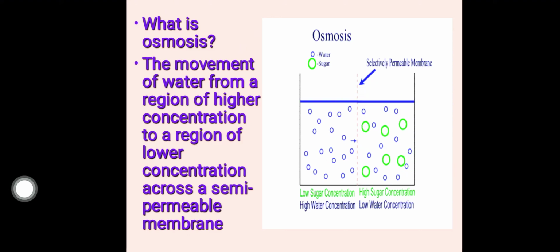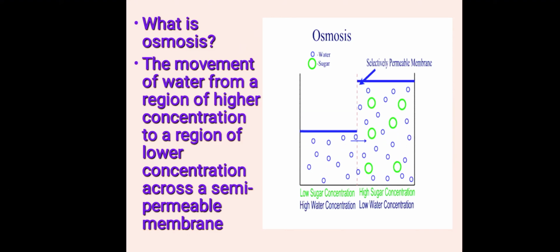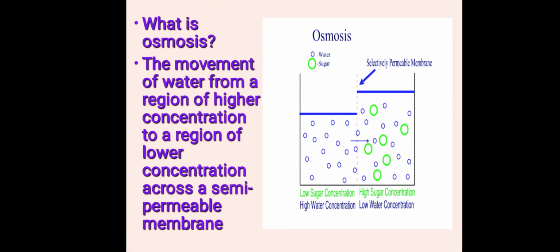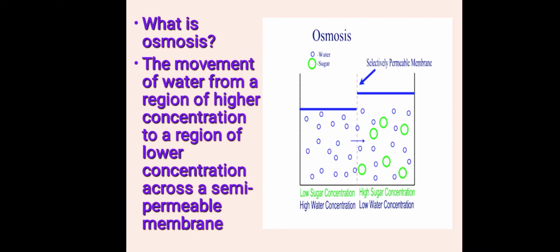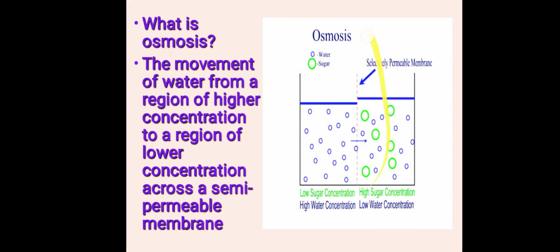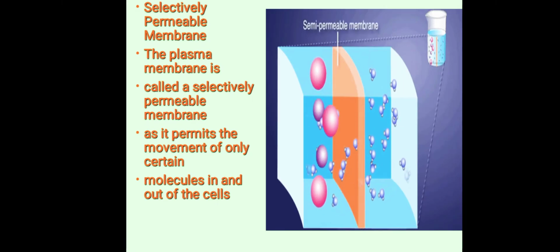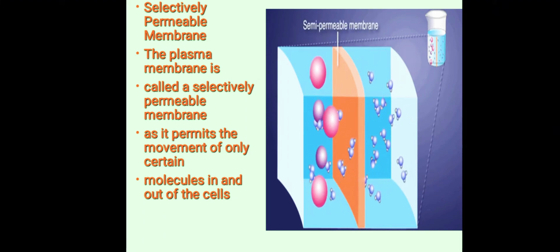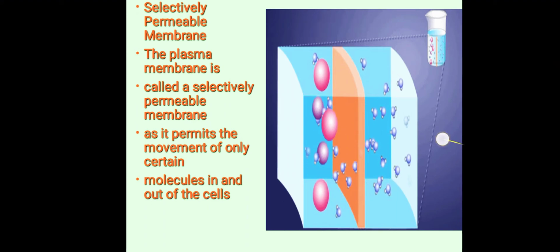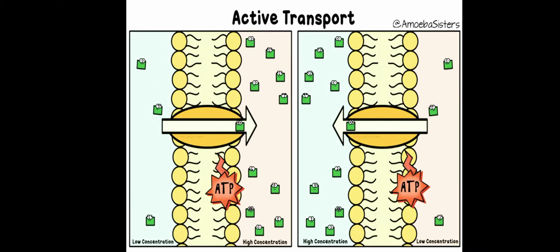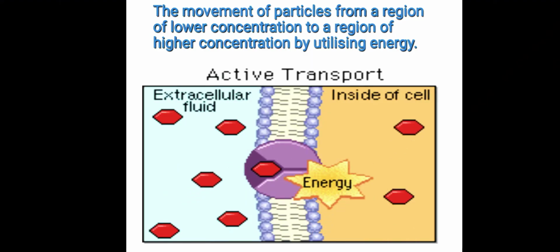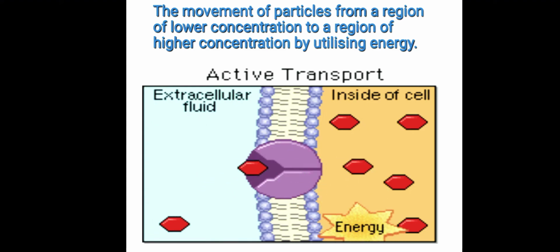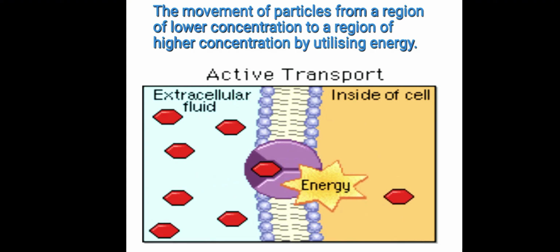Good morning, class. In the previous lesson, we learned about osmosis, the movement of water from a region of higher concentration to a region of lower concentration through a semi-permeable membrane. We have come to know about a selectively permeable membrane. The best example would be the plasma membrane. And we learned about active transport, the movement of particles from a region of lower concentration to a region of higher concentration by utilizing energy.